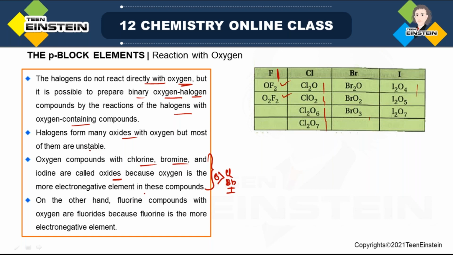So when you are considering oxygen-fluorine compounds, you cannot call them oxides. Fluorine compounds with oxygen are called fluorides, not oxides of fluorine. It is fluoride of oxygen. Try to understand the difference. As oxygen is less electronegative than fluorine, fluorine will always carry the negative charge and oxygen will carry the positive charge. So we cannot say oxide. It is not oxide of fluorine. That is wrong. It is fluoride of oxygen.